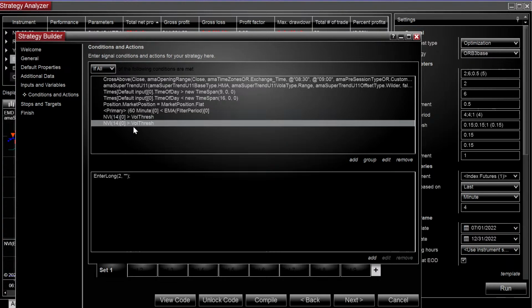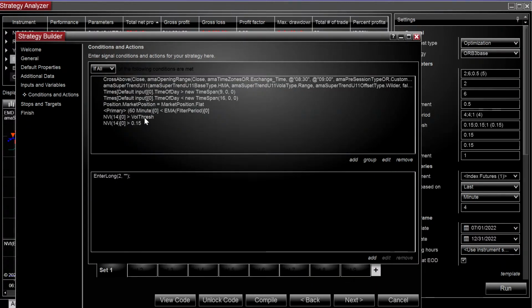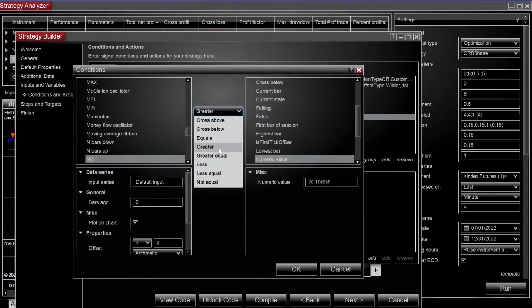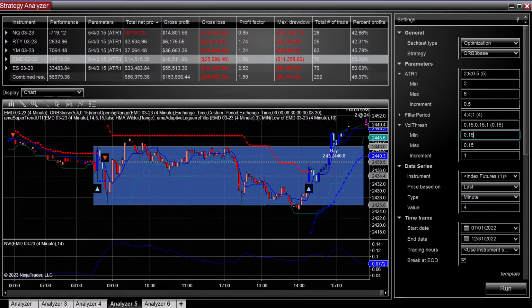I'm going to copy and paste. I'm going to say now it's less than our bottom threshold. Nope, doing that wrong. Greater than 0.15. Less than our other extreme. And we would just kind of classify this as normal volatility. So we get to set this to 0.35.